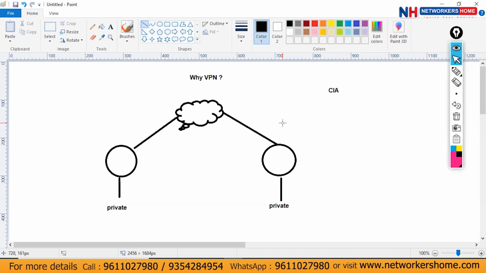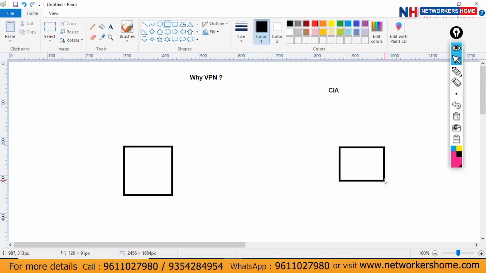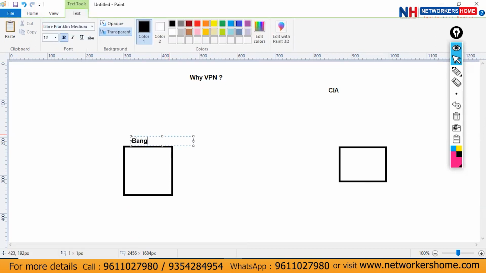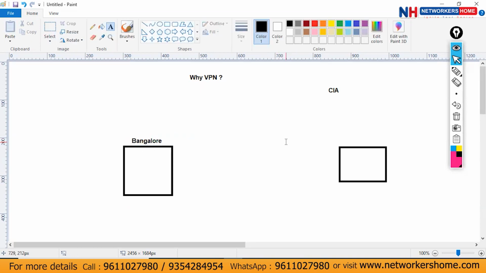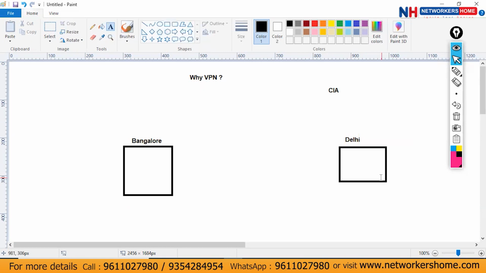Okay. Now you can also look at it from a different perspective. Let's say, for example, I have a main branch in Bangalore, and I have another branch in Delhi. Now, guys, I want to communicate between these two branches. So how would I communicate?